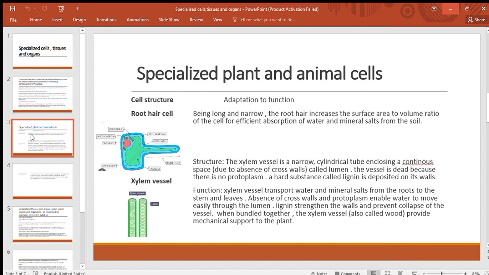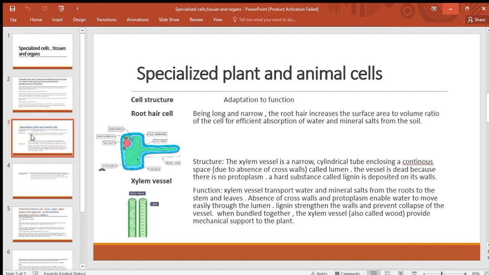Now I will explain some plant cells and animal cells. As plants are simpler to discuss than animal cells, first we discuss root hair cells. Adaptation to function: you all see roots. You know about the structure of roots. These are long and narrow.